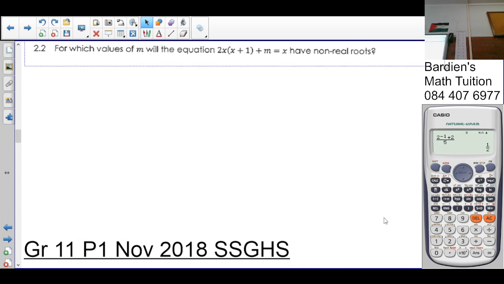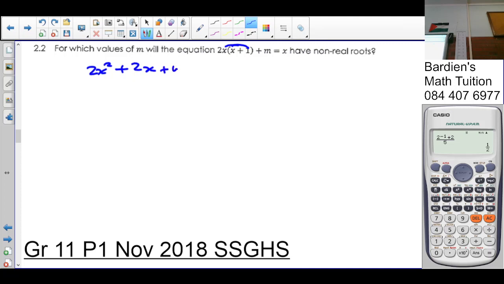Right, 2.2. For which values of m will the equation 2x(x + 1) + m = x have non-real roots? Non-real roots means what? Delta must be negative, not so? So we must first get it in the form of ax squared plus bx plus c. So let's multiply this in. What do we get? 2x squared plus 2x plus m equals x. We bring that over, becomes 2x squared plus 2x minus x is going to give you positive x, plus m is equal to 0. Not so?